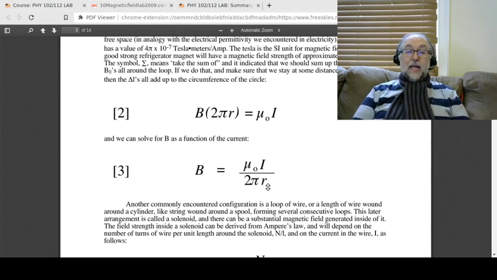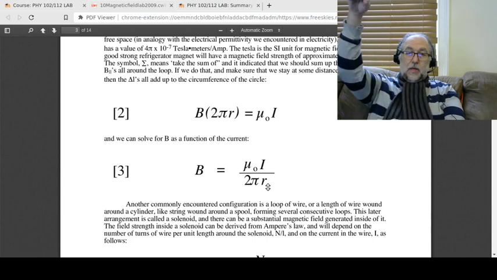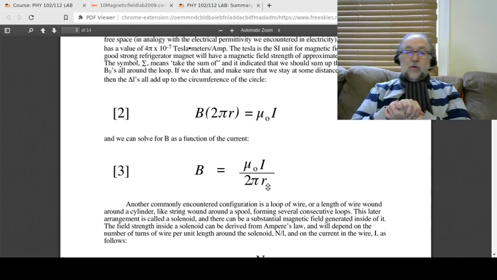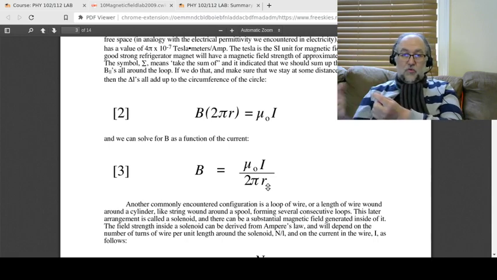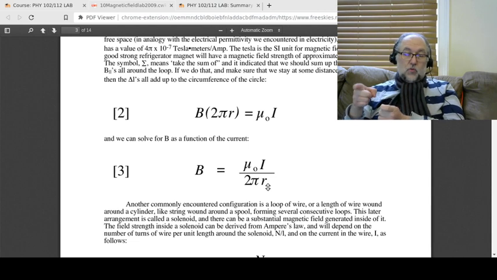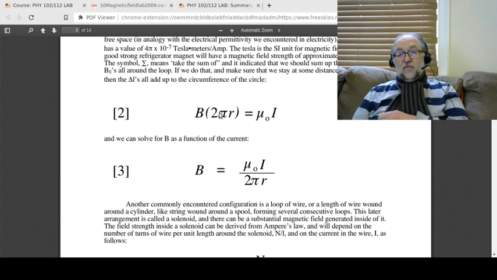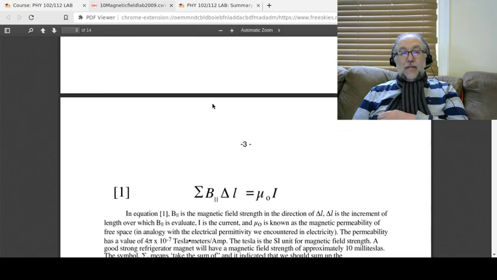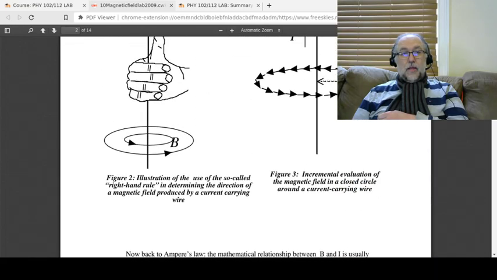Okay, in the lab, what you would have done is you would have taken a wire and attached it to a power supply, and you would have done two things. One thing that you would have done is just moved the compass around it, and what you would have discovered is that the compass points with its north pole always along the field lines. So let me just go back to this diagram for a second here.